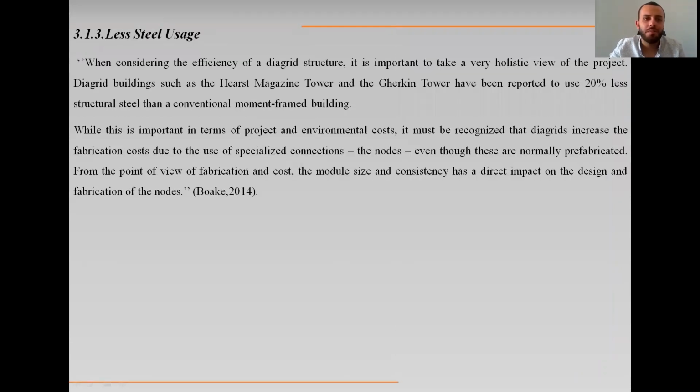Less steel usage. When considering the efficiency of Diagrid structure, it is important to take a very holistic view of the Diagrid buildings. Buildings such as Hearst Magazine Tower and Gherkin Tower have been reported to use less steel than a conventional moment framed structure.